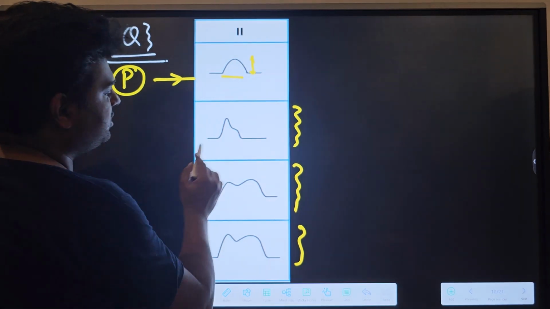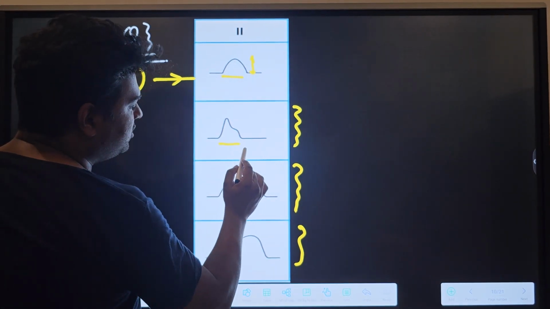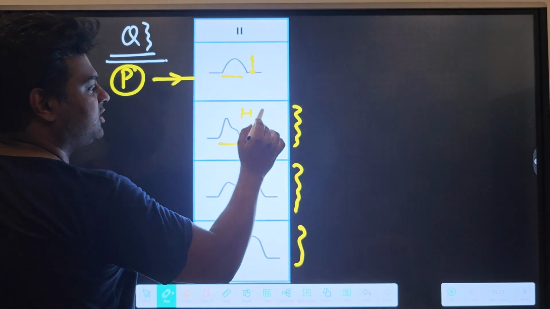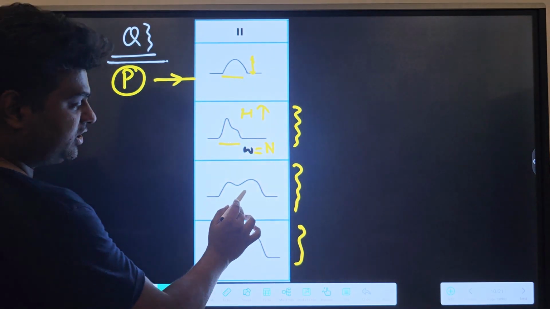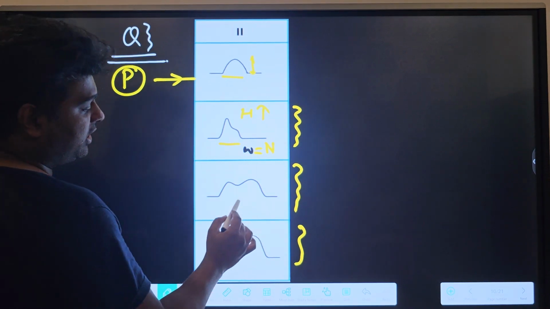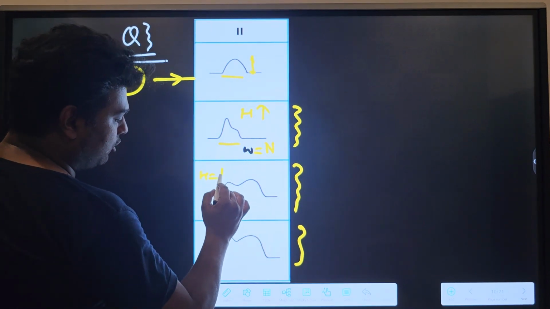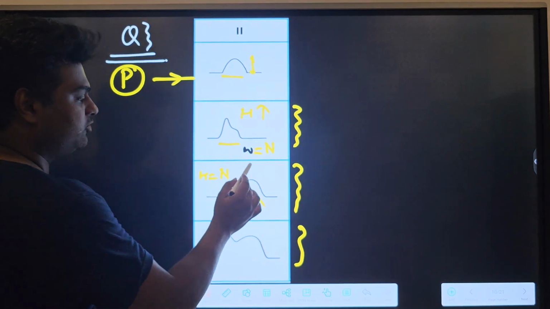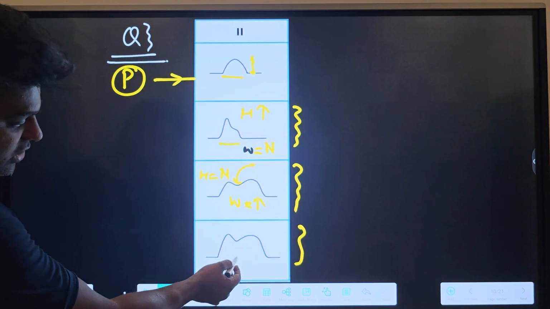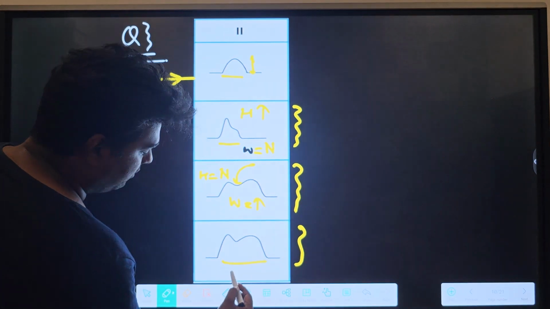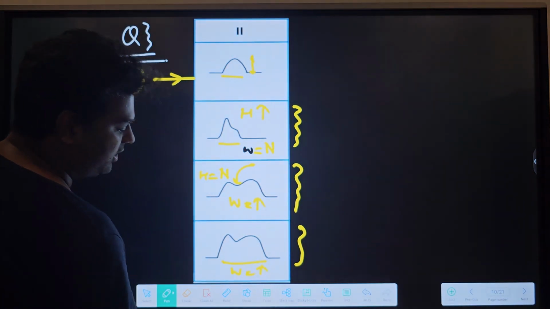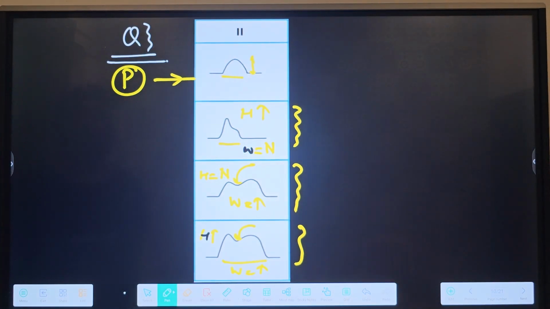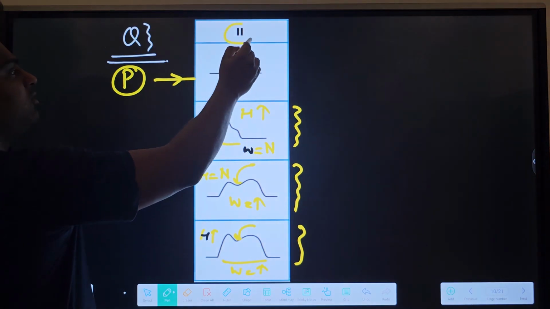If you see this P wave, its width is normal, but its height is increased. If you see this P wave, its height is normal, but its width is increased, and also there is a notching. If you see this P wave, its width is increased, its height is also increased, and there is a notching. And we are all talking about lead 2.